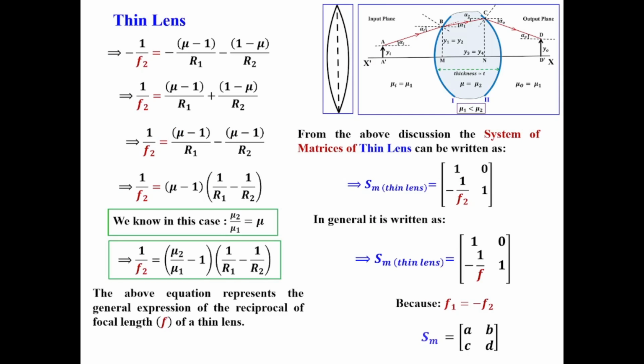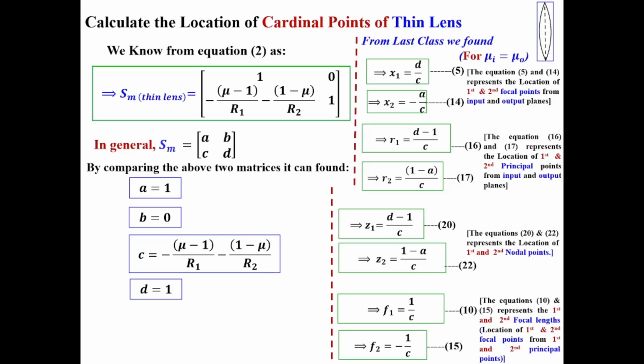Okay, now we are going to move to the next slide. Here we are going to calculate the location of the cardinal points of a thin lens. In equation number 2 we found this just now, and I told you that you have to remember it. The system matrix of a thin lens is 1, 0, minus (mu minus 1) by r1 minus 1 minus mu by r2, and 1. In general, the system matrix is A, B, C, D.